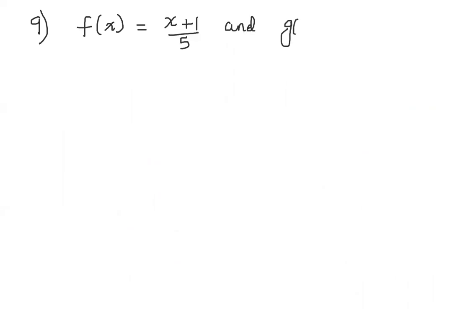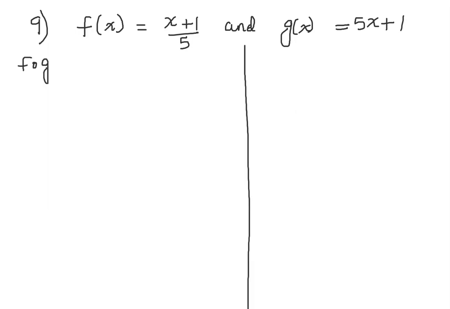So next example, we have to check whether these are inverses. We are given f of x equals x + 1 over 5 and g of x equals 5x + 1. So again, we are going to do the same thing. First we are going to check f composition g of x. So by definition, f composition g of x is f of g of x.